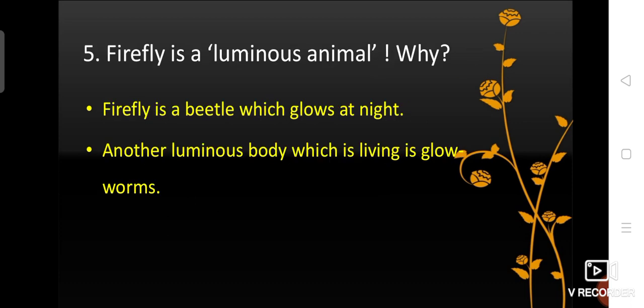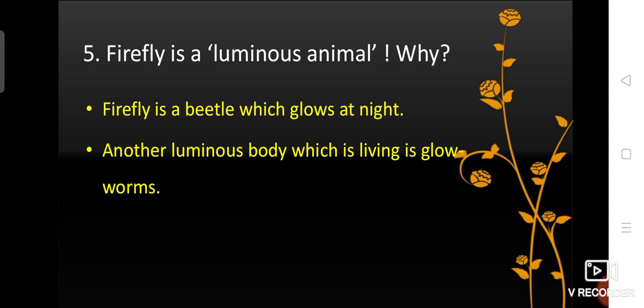Next question. Firefly is a luminous animal. Why? First of all, we should know what is a firefly. Firefly is an insect. Minmini Poochi, they used to say, isn't it? And it is a beetle which glows at night only. Another living luminous body is the glowworm. That is also one of the luminous animals.